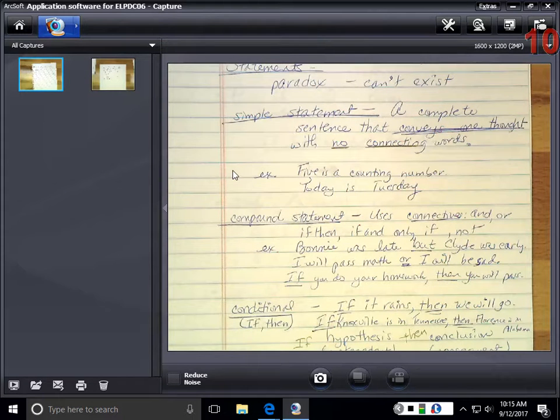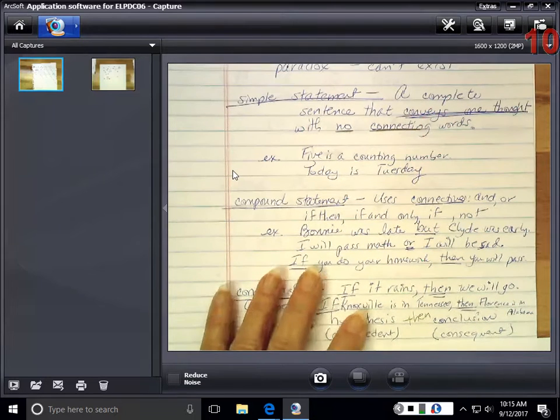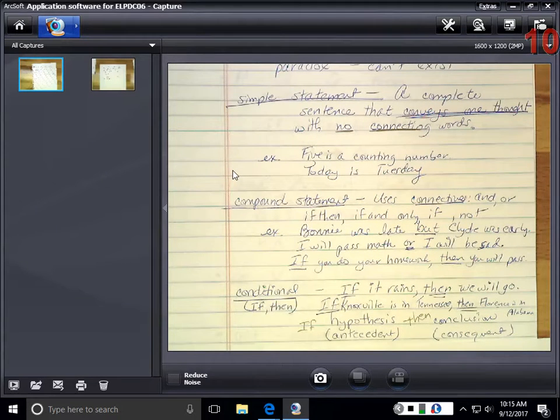Another word for hypothesis is antecedent, and the conclusion is consequent. So you might want to write those down in case I ask you, what is another word for hypothesis? That's antecedent, and the conclusion is consequent. How do you spell it? A-N-T-E-C-E-D-E-N-T, antecedent. Consequent, C-O-N-S-E-Q-U-E-N-T, consequent. It's like consequences, you know.